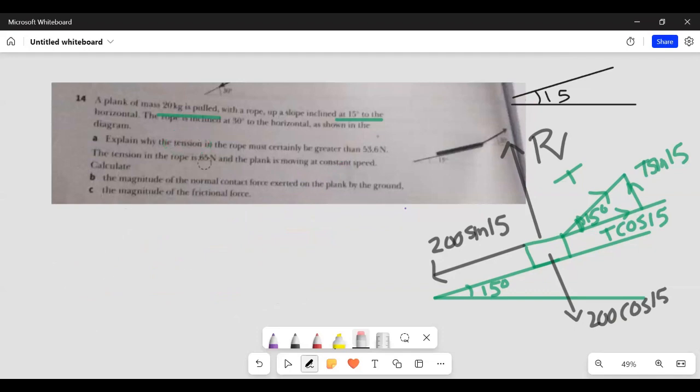What do we know so far? We know the value of this, and we know the value of this. Okay, let's calculate this. I think this will be 53.6. So let's see what is 200 sine 15. Can you find that out?